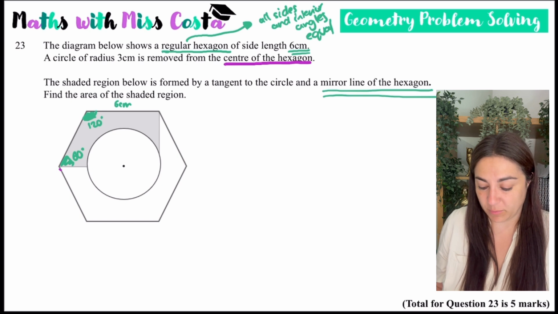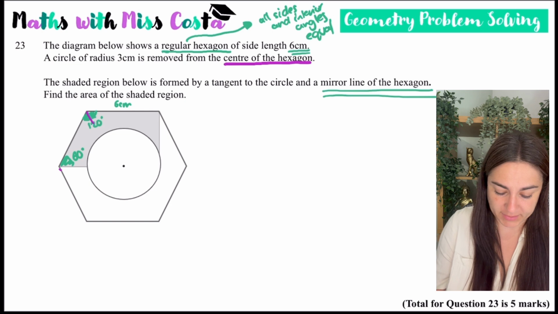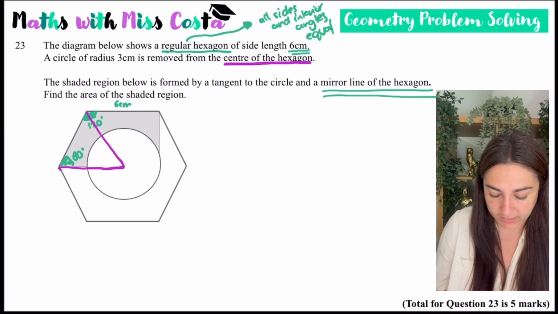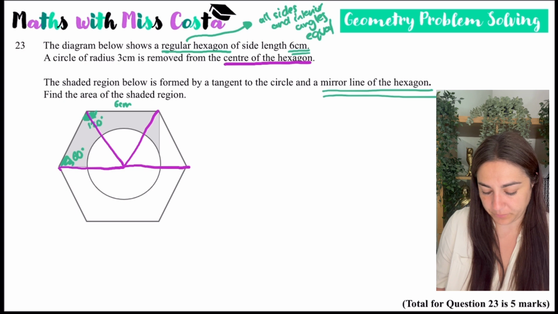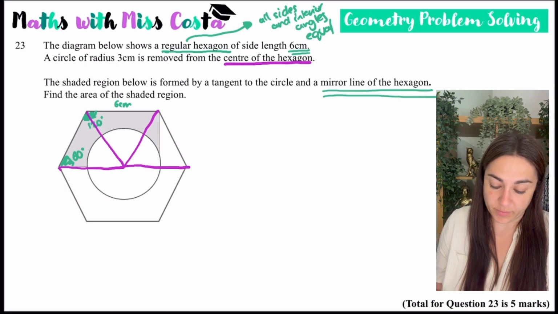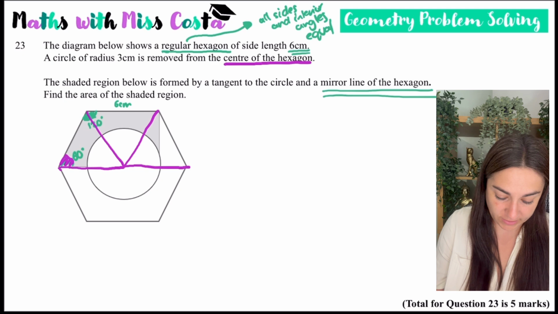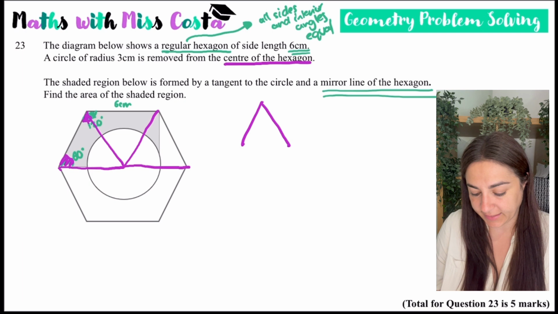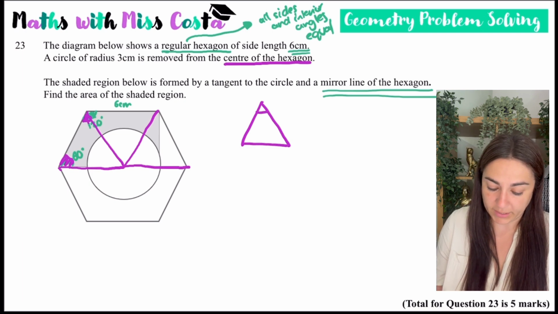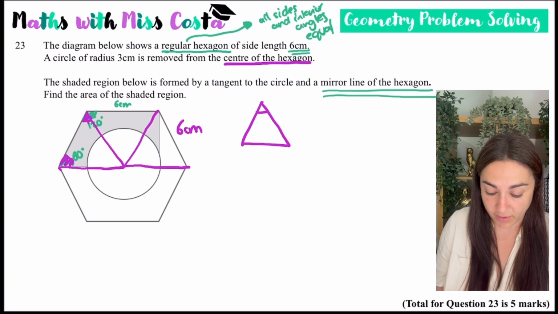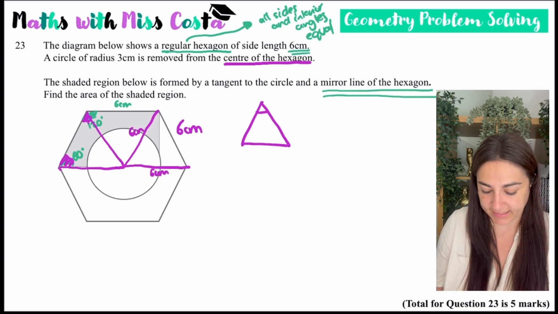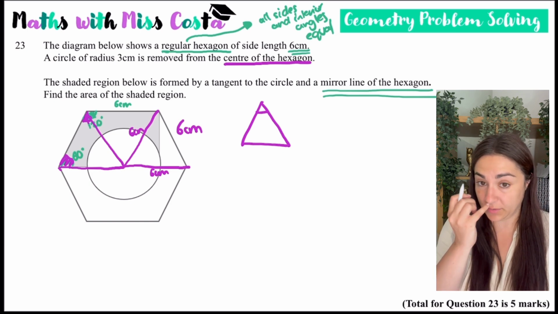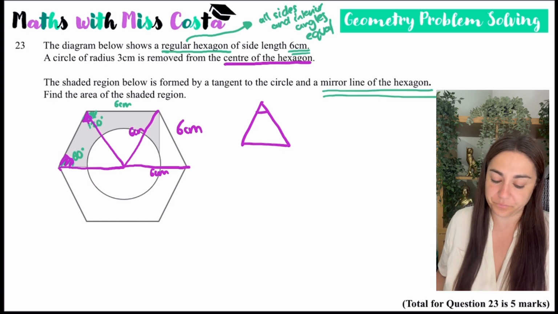This is the bit of knowledge that some people might overlook, and unfortunately it's a really important piece of knowledge. I know that I can split this into 6 equal equilateral triangles. I didn't even actually need to do the regular hexagon calculation, because I know that each of these angles is 60 degrees, as angles in an equilateral triangle are 60 degrees. I also know that if this is 6 centimeters and they're equilateral triangles, this side is 6 centimeters and this side is 6 centimeters. So I can use this to help me figure out what's going on.